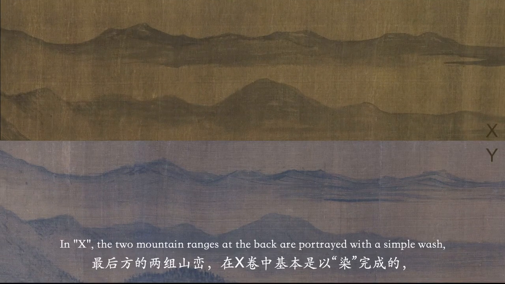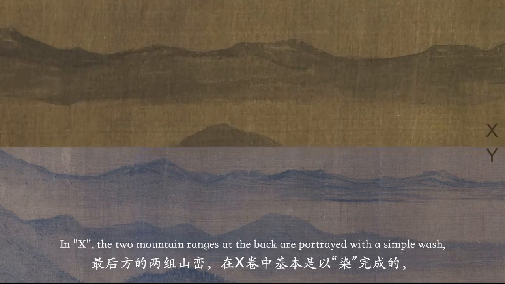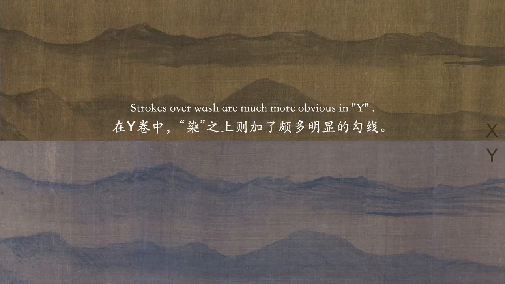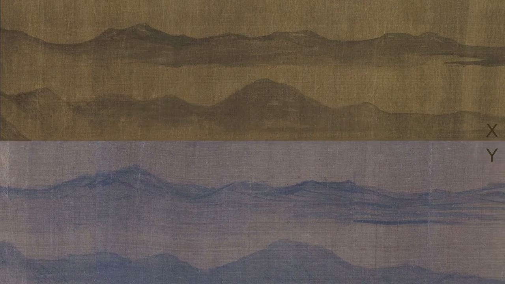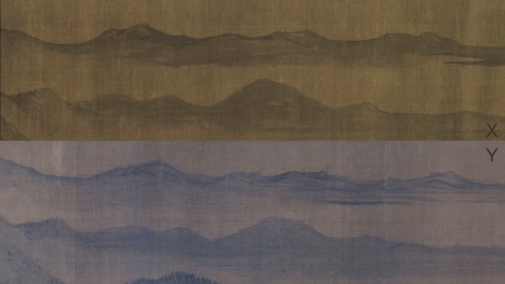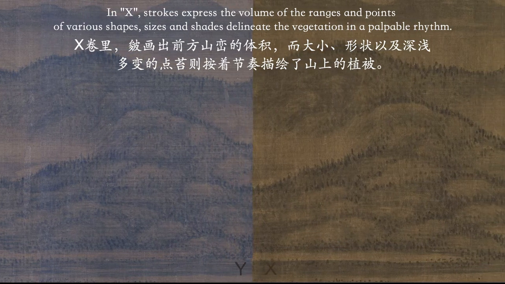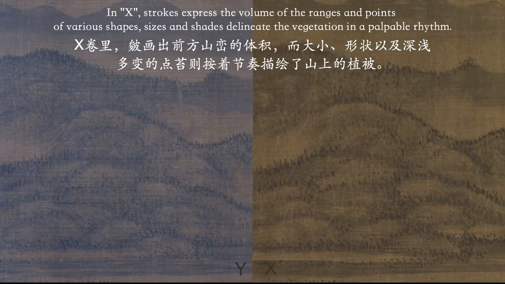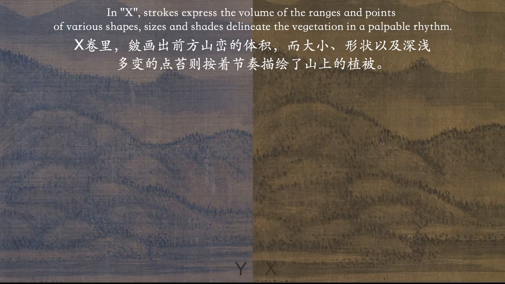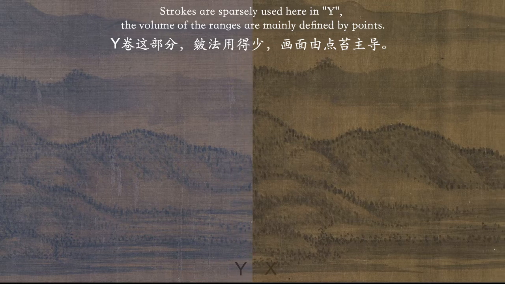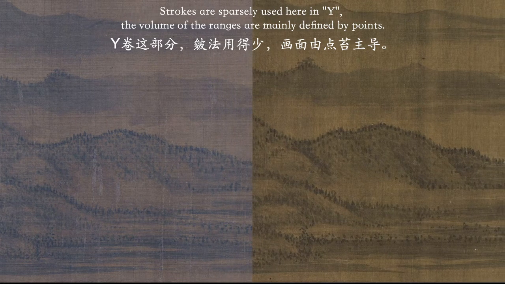In X, the two mountain ranges at the back are portrayed with a simple wash, complemented with a few light strokes. Strokes over wash are much more obvious in Y. In X, strokes express the volume of the ranges, and points of various shapes, sizes and shades delineate the vegetation in a palpable rhythm. Strokes are sparsely used here in Y. The volume of the ranges is mainly defined by points.